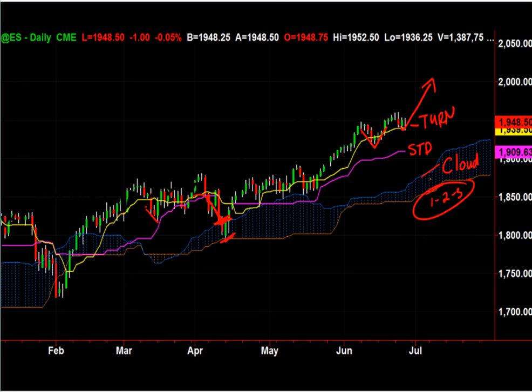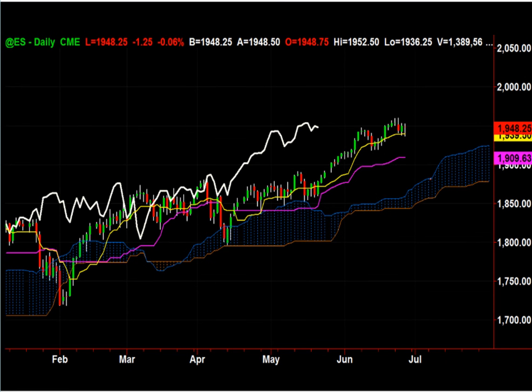Pretty simple. Now, the last line is called a lagging line, because it lags price action. So this is the cloud, C-L-O-U-D. It's the turning line, T-U-R-N. It's the standard line. This is called the lagging line, L-A-G. It's called the lagging line because it lags price. This is why I like this indicator so much.